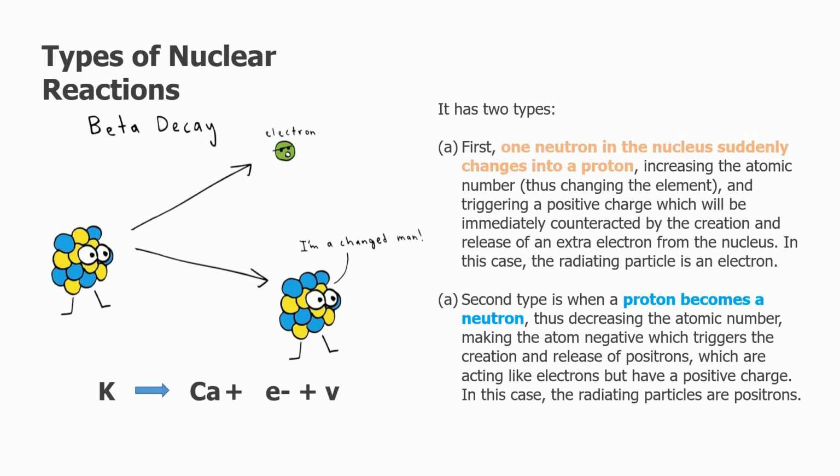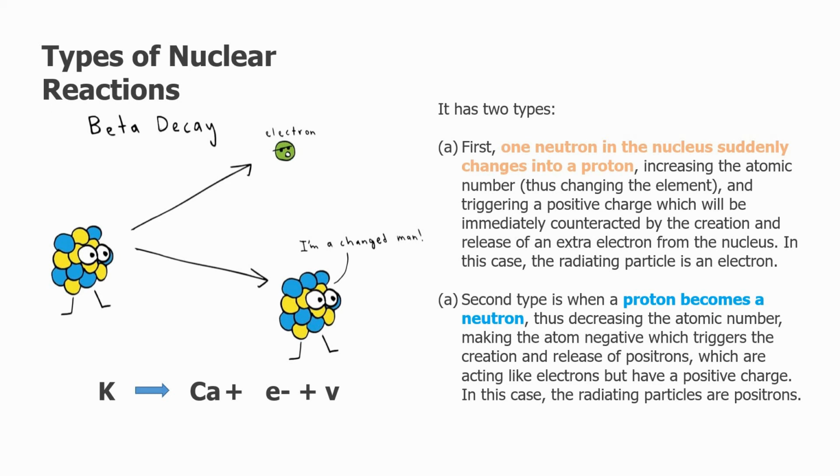In this case, the radiating particle is an electron, which tries to even out the one new proton. The second type is when a proton becomes a neutron, so from a positive charge to a neutral charge. It thus decreases the atomic number, making the atom negative, which triggers the creation and release of positrons, which act like electrons but have a positive charge. In this case, the radiating particles are positrons.